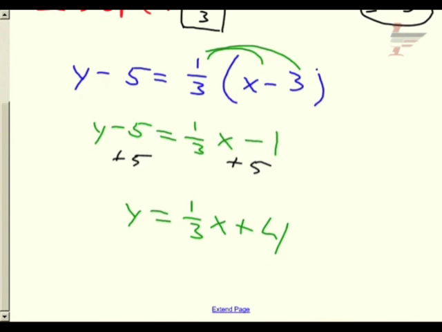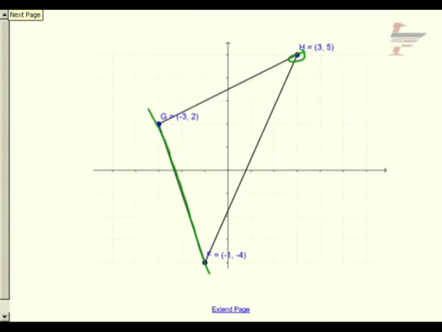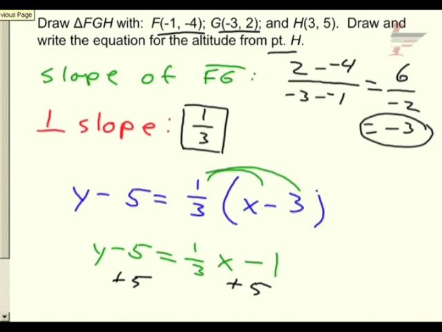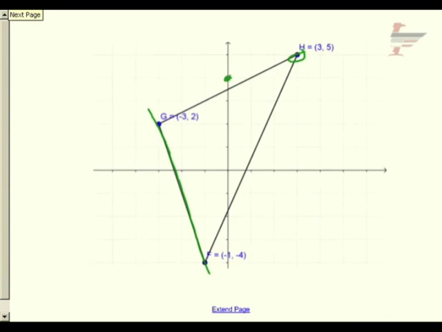And on your drawing, what that's going to look like is you know that it goes through 4, so there's your y-intercept, and then the slope is 1/3. So up 1 and over 3, and then we could also go back 1 and down 3. Sorry, back 3 and down 1, so that would look something kind of like that.